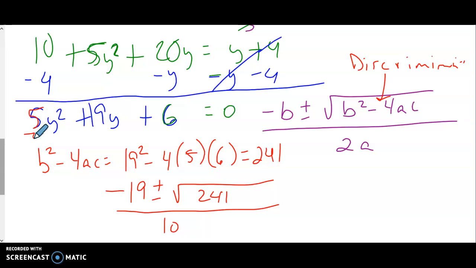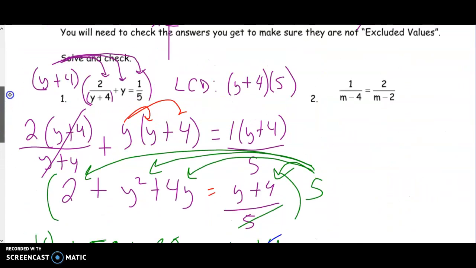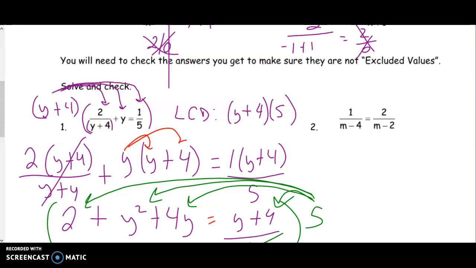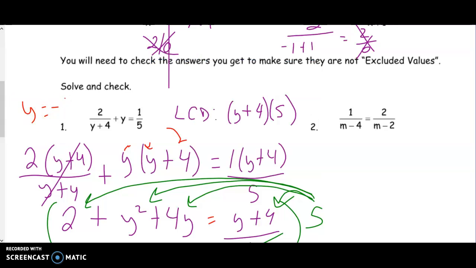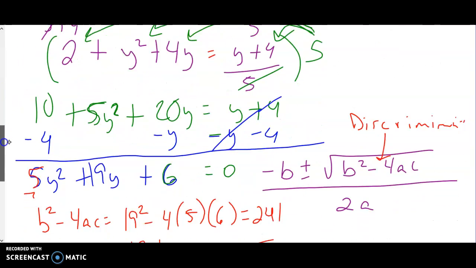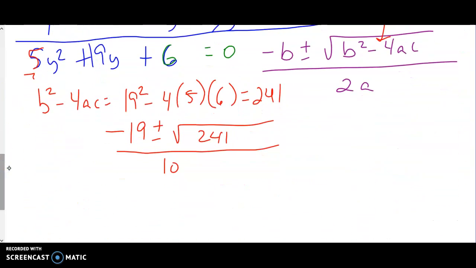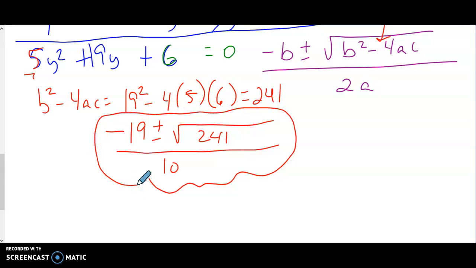And that's your solution. We have two solutions. If we go back to the original equation, the only value we could not have for a solution would be negative 4. Y cannot be negative 4. If that were to happen, we would divide by 0 right there, negative 4 plus 4. So since our solution did not match that, we're good. So the solution is right here.